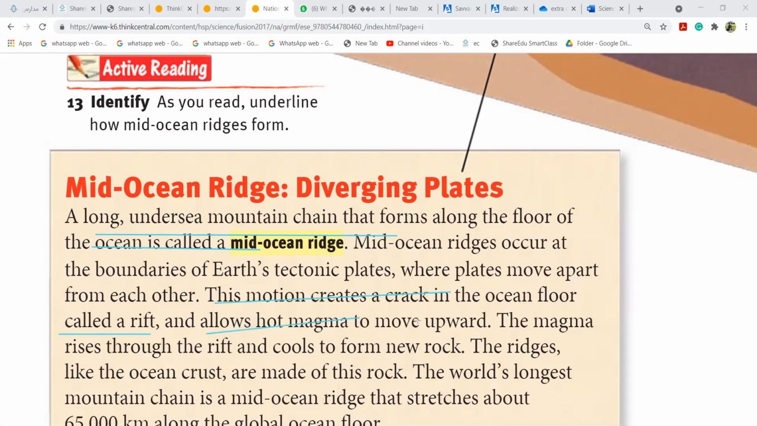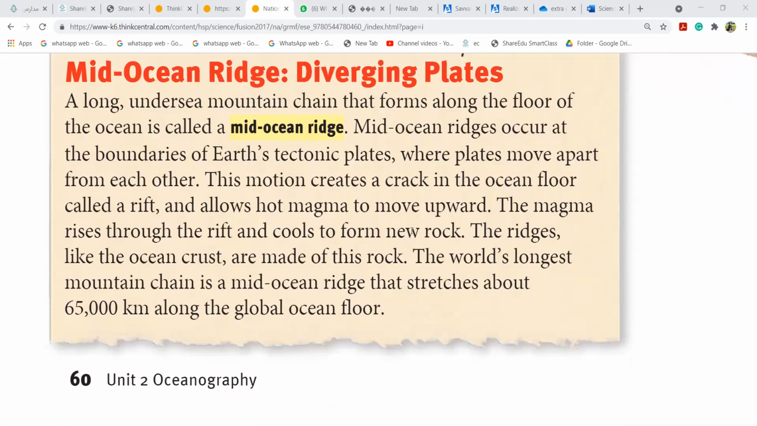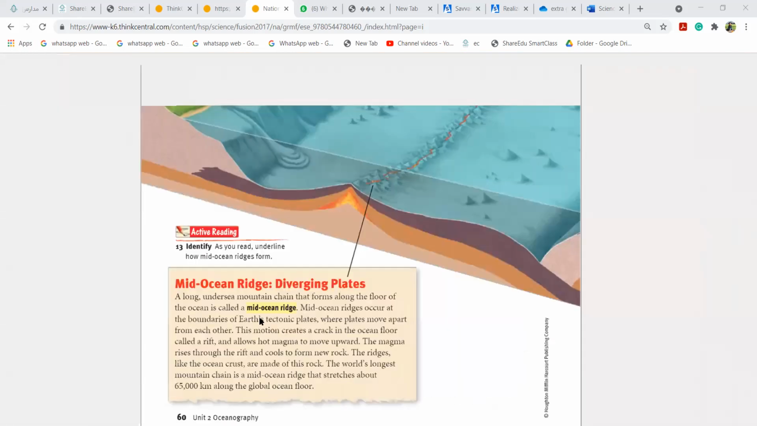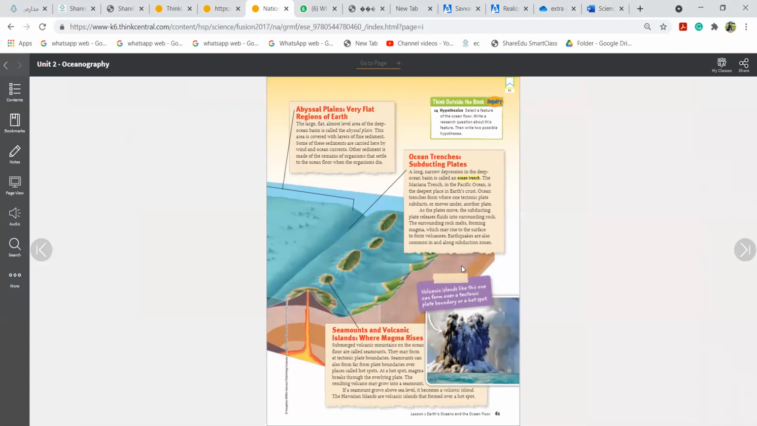And it allows the hot magma to move upward. Because of this crack, that magma comes up slowly. After many years, they cool because of the water and they form new rocks down the ocean floor. That's why the ocean crust is made of this rock. The world's longest mountain chain stretches about, oh my God, can't imagine, 65,000 kilometers along the global ocean floor. It's a very, very lengthy lesson, girls.